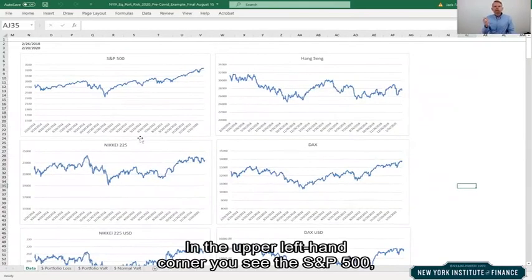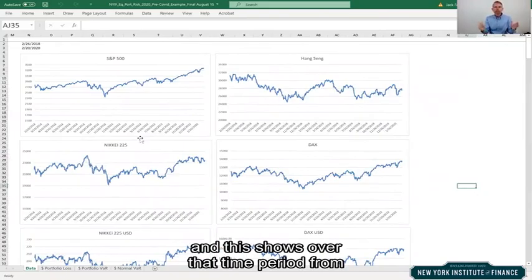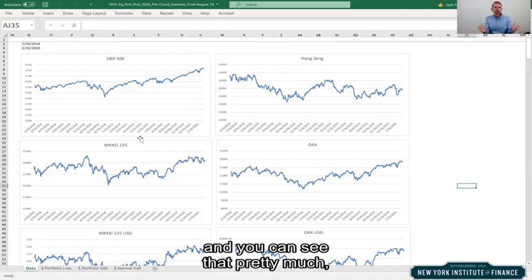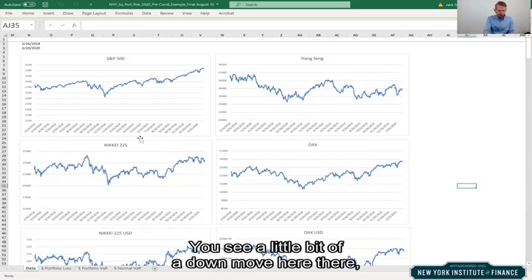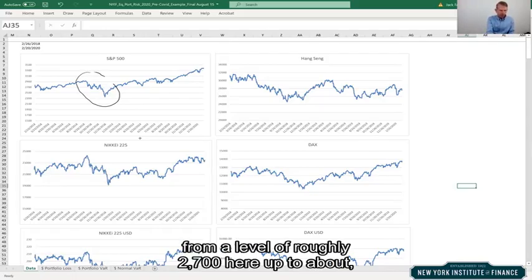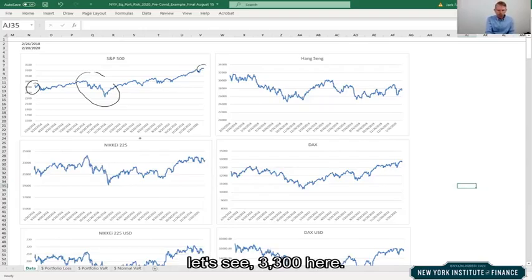All right, so in the upper left-hand corner, you see the S&P 500, and this shows over that time period from February 2018 to February of 2020. And you can see that pretty much, not a whole lot of volatility there. You see a little bit of a down move here, there. And overall, though, the market has gone from a level of roughly 2,700 here up to about 3,300 here.